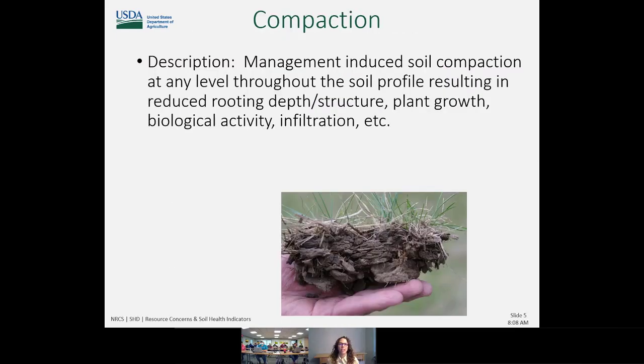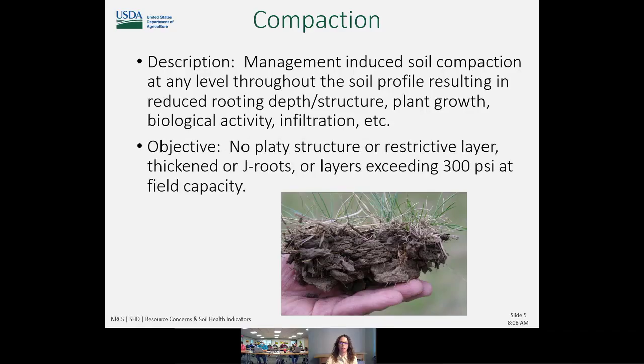So compaction is a management-induced soil compaction at any level throughout the soil profile that results in reduced root depth or structure and development, plant growth, biological activity, and infiltration. So the key here is that we're looking at management-induced compaction. There are inherent properties in soil that can cause a more dense layer, but these are focused specifically on management-induced compaction. That's where we identify the resource concern.